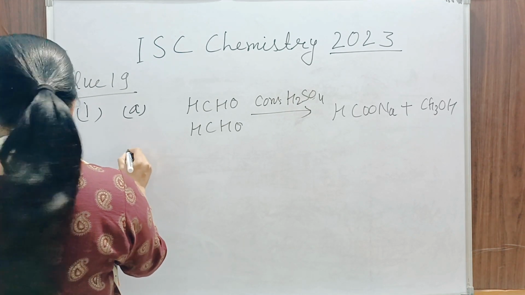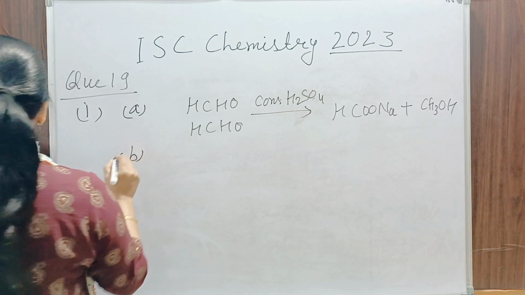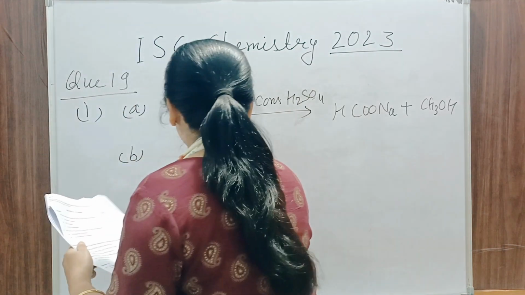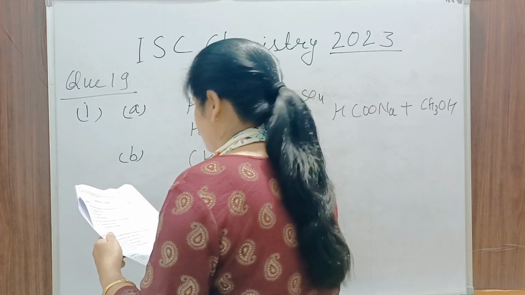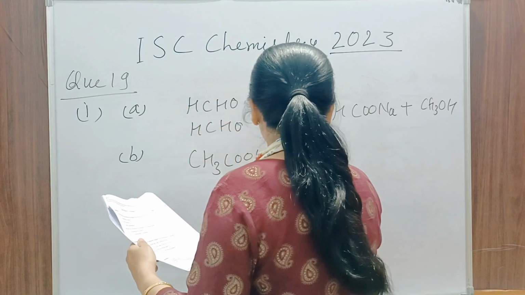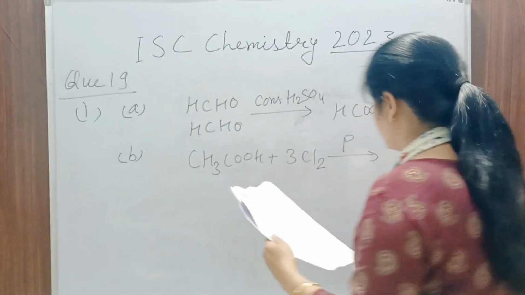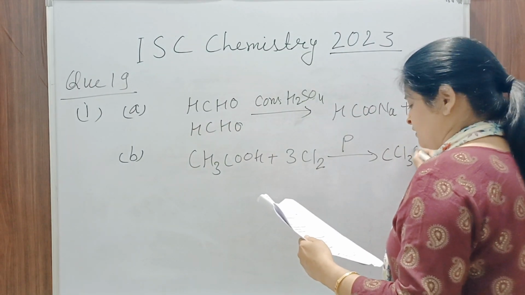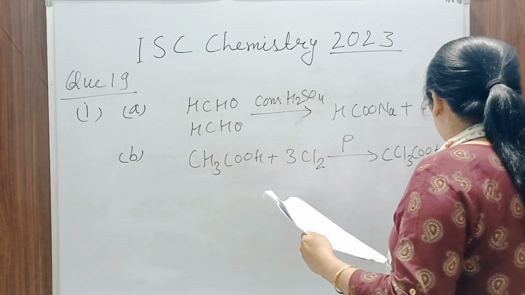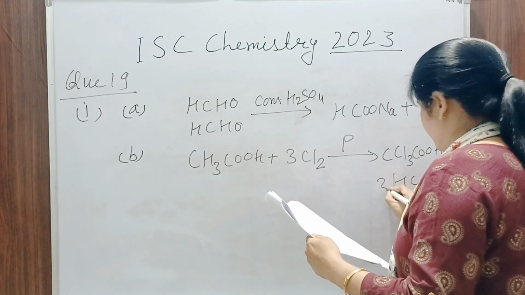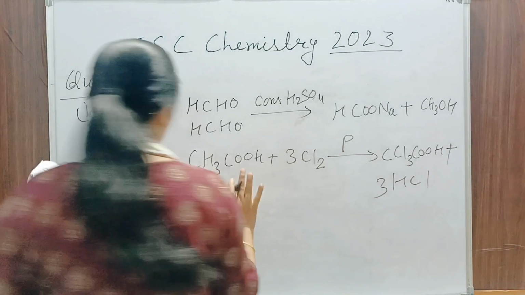Then B, HVZ reaction. In the HVZ reaction, we take CH3COOH plus chlorine, 3 molecules. In presence of phosphorus, it changes into CCl3COOH plus HCl. We balanced it with 3, so it will be complete.